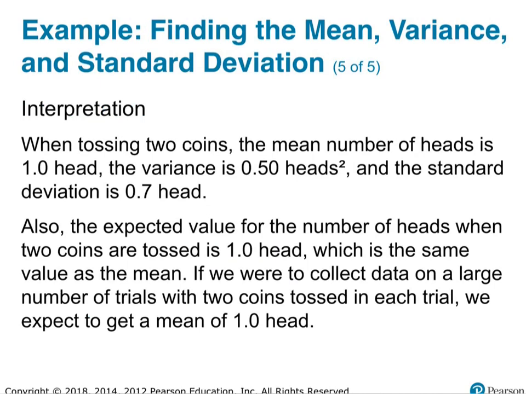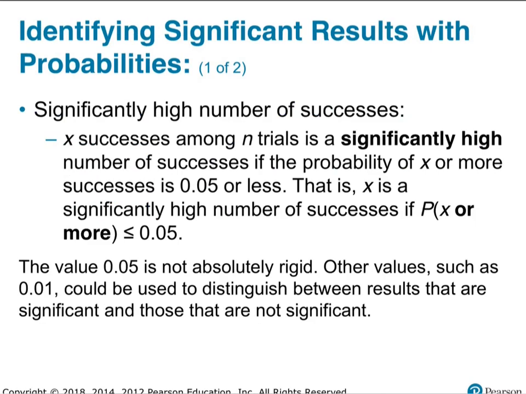All right, let's keep going. So what does that all mean? When tossing two coins, the mean, the average number of heads is one head, and the standard deviation is 0.7. All right, let's keep going.